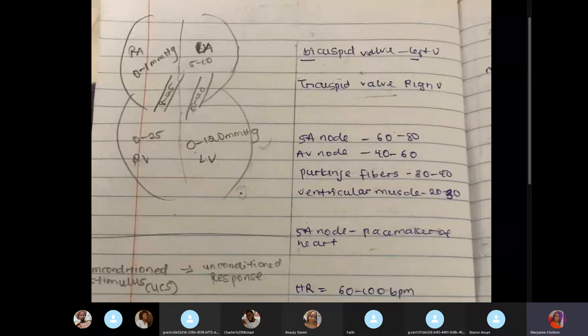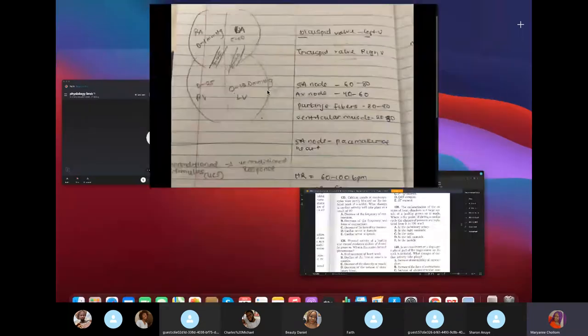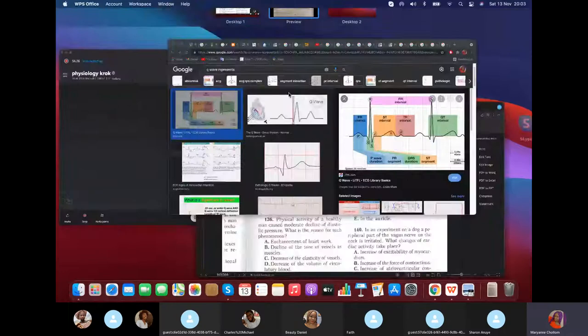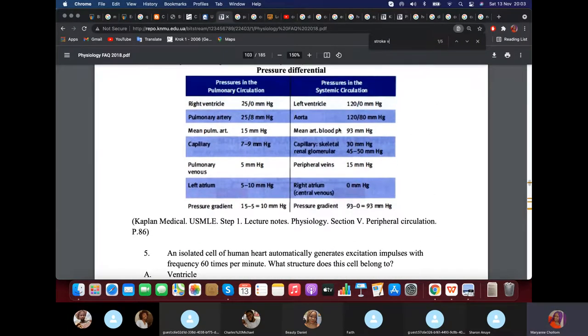This is your left ventricle. You can see the pressure is from 0 to 120. Your left atrium, 5 to 10 millimeters of mercury or whatever this is. Right ventricle is 0 to 25 and your right atrium is 0 to 1. Then I'll also show you this again. Look at what I'm showing you. So your left ventricle is from 0 to 120.